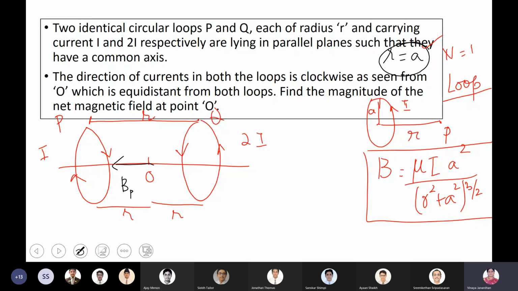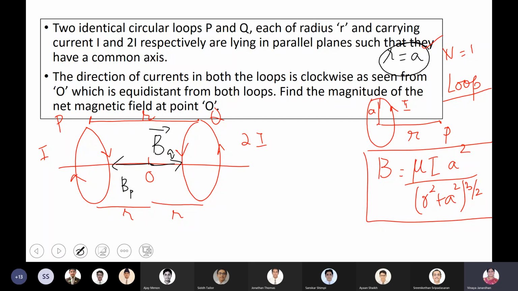The only thing you have to remember is that in the loop, the direction of the magnetic field is given by your thumb. The fingers will be wrapped in the direction of the current. Same way, the direction of the magnetic field created by the loop Q will be pointing in this way. So it is only the point of observation that matters. Just use your right hand thumb rule and find the direction of BP and BQ. This is how it happens to be.